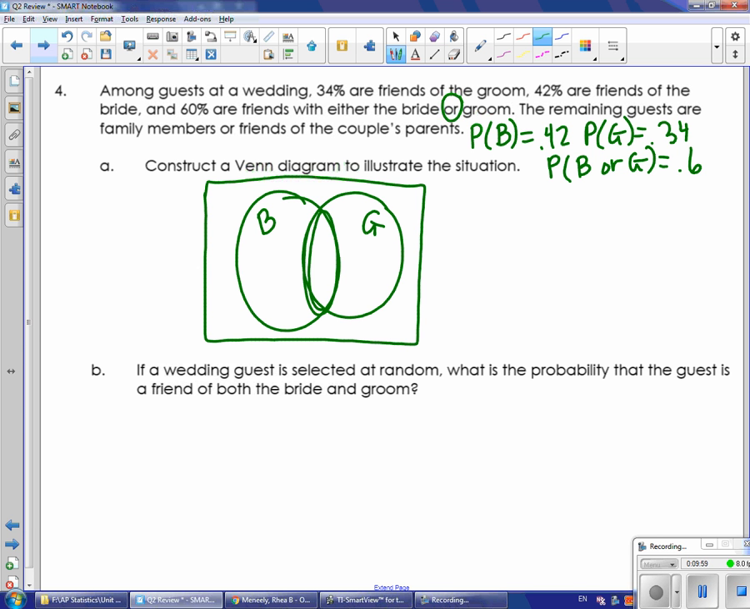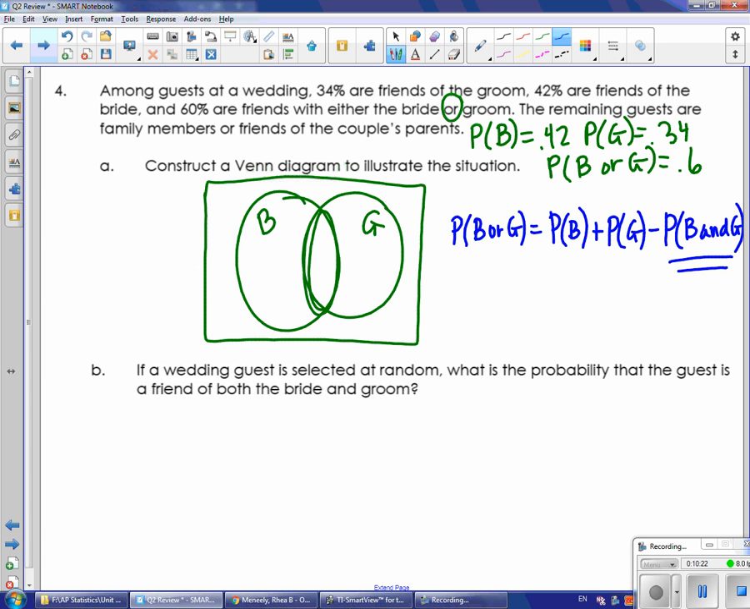Well, if I take a look at all the information I'm given, I can actually relate that using one of my probability rules. I know that the probability of either the bride or the groom is going to be equal to the probability of the bride plus the probability of the groom minus the probability of both. And that's what I'm interested in finding. That's my unknown. But I have all the other pieces, so let's fill them in. The probability of either is 0.6, of just the bride is 0.42, just the groom is 0.34, and let's just call this x.